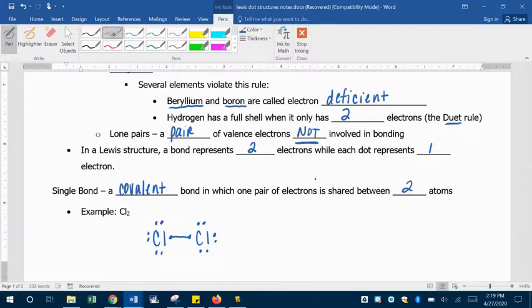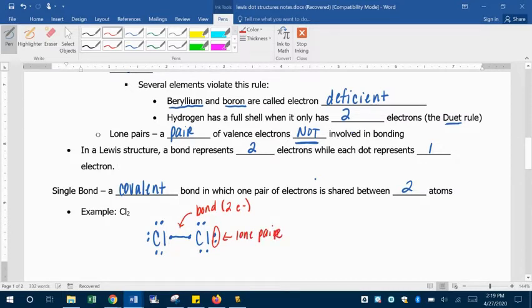Now here we can see that we have this dash, which represents a bond. And a bond, remember, is 2 electrons. And then this right here, this pair of electrons, that's not a bond. That is an example of a lone pair.